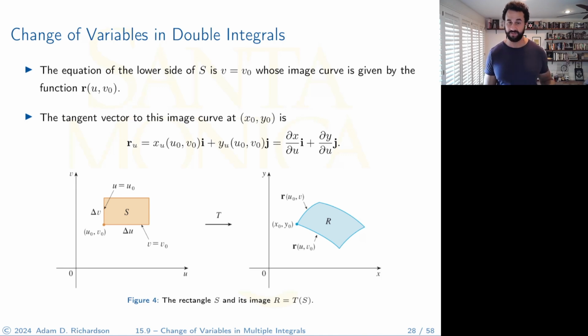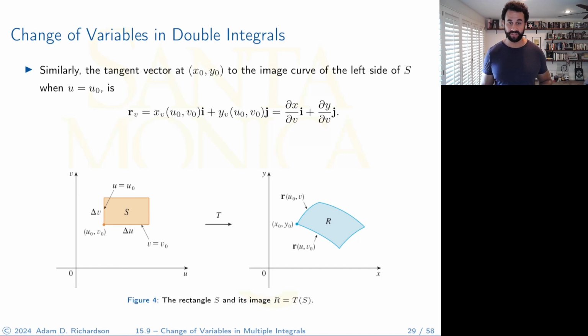Now, the tangent vector to this image curve at this point is given by simply differentiating the vector function with respect to u. That's all it's doing. So differentiate this with respect to u. You get x sub u at the point, y sub u at the point, which is really just equal to this. That will basically give you the tangent vector at every point on that image.